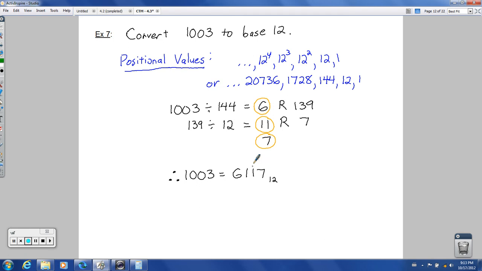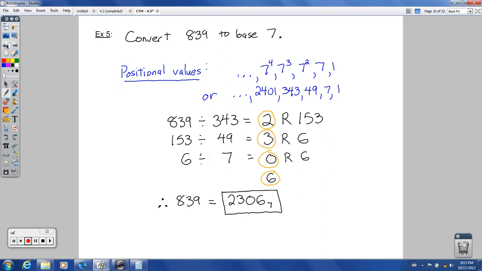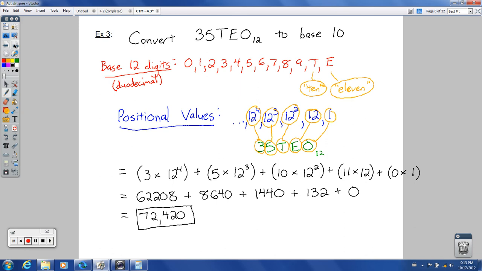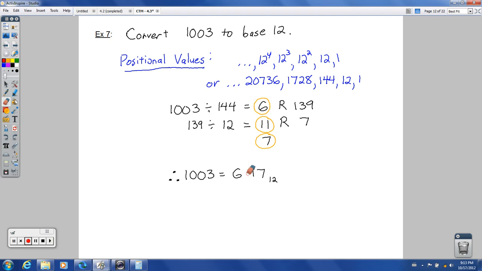This is not a single digit. This is two digits. I'm supposed to represent this place, the 12's place, by a single digit. So what did we call that, again, in our duodecimal system, our base 12 system? That was the T for 10, the E for 11. So the 11 should instead be an E. Let's erase the 11 and put an E in that place. So now I have the three digits like I should.